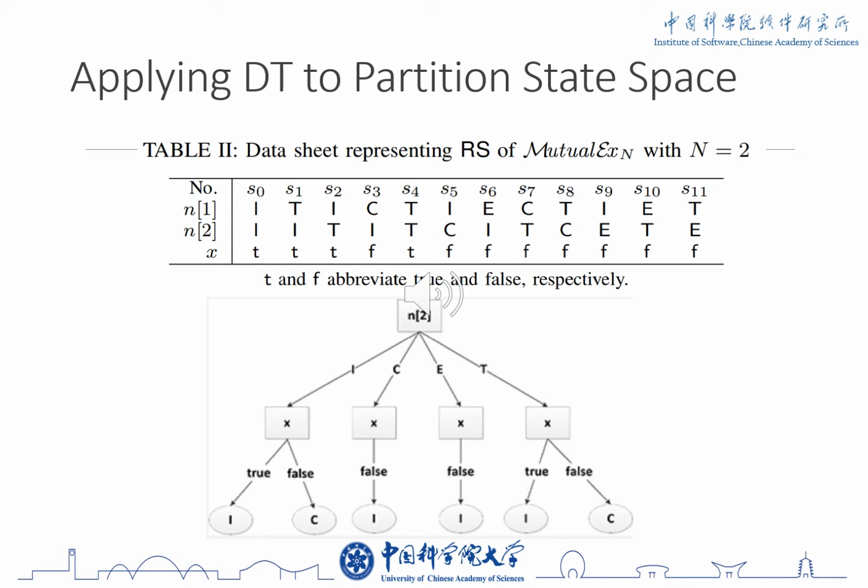For instance, we obtain 11 states from the reachable state set of a mutual exclusion protocol instance with size 2. Each state maps a state variable like n1 and x to some value. By the classical decision tree algorithm ID3, we obtain a tree, which is shown in the figure.